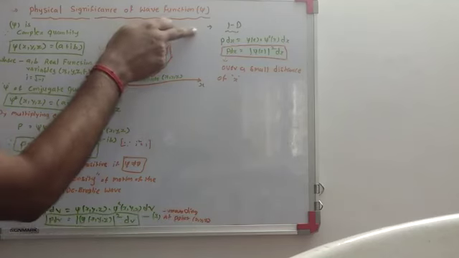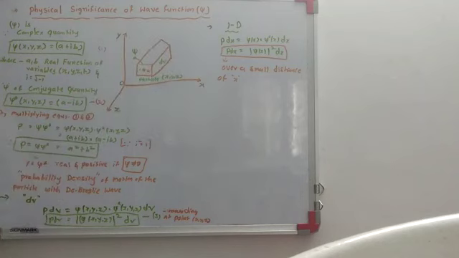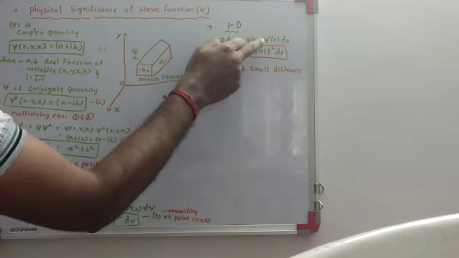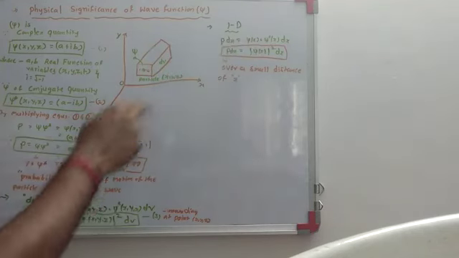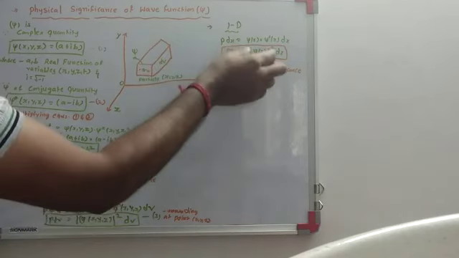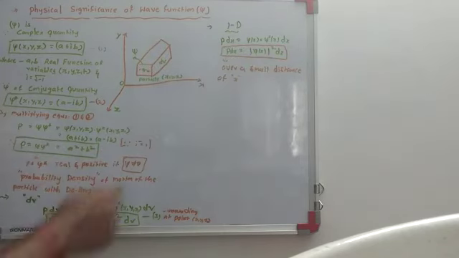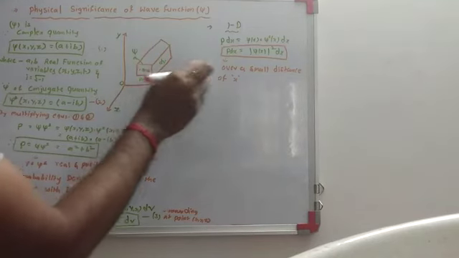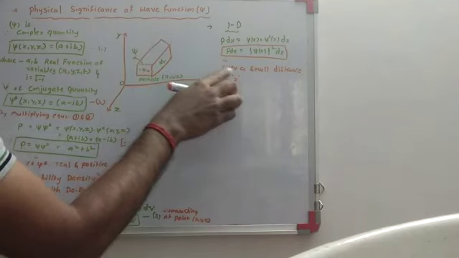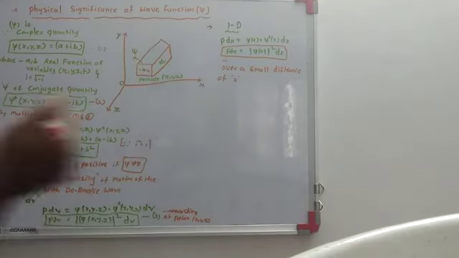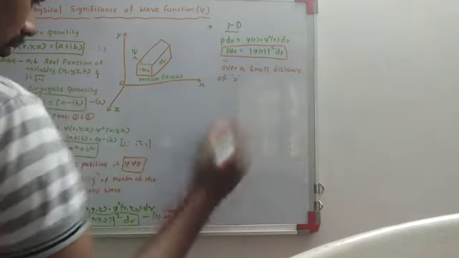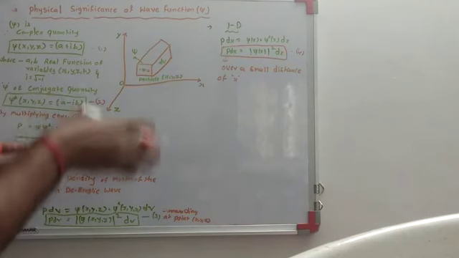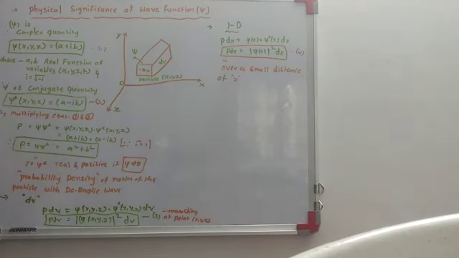Next, the motion of the particle in one dimension, that means P dx equal to psi of x into psi star of x dx. P dx equal to modulus square psi of x dx. This equation represents the motion of the particle in one dimension over a small distance of x. This is equation 4. Finally, this concept is the physical significance of the wave function.